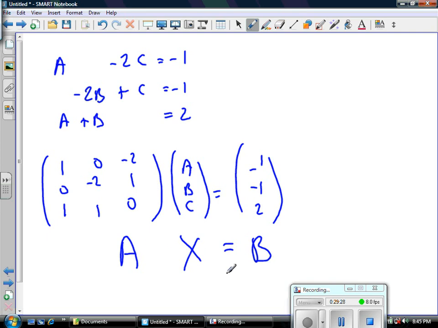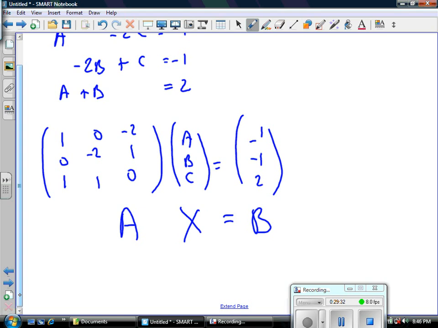Divide everybody by A, right? But you can't divide by matrices because they can represent vectors. And of course, when you did vectors in physics, you added them, you subtracted them, you multiplied them, you never divided them, did you? You can't divide by a matrix. But you can multiply by the, what's the same thing as dividing? Multiplying by the reciprocal. So X, the solution matrix, what is A, B, and C, is A inverse times B.